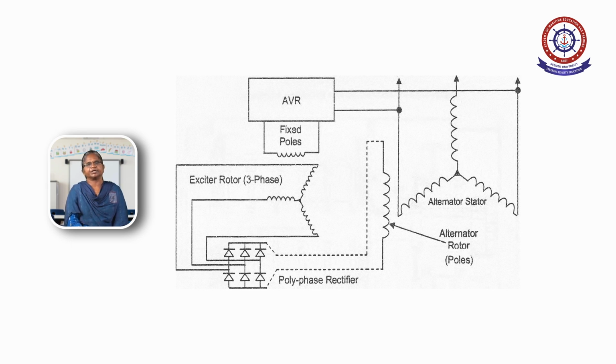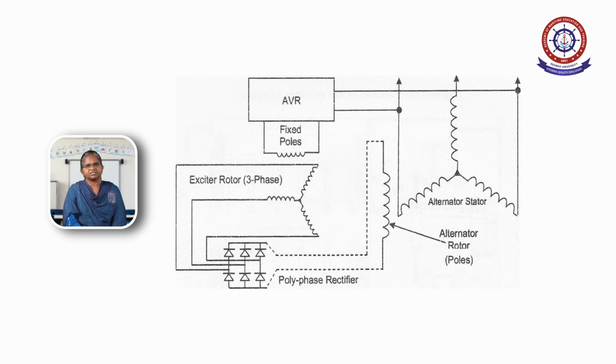That AC supply is connected to the bus bar. That AC supply is regulated with the help of the AVR, and that AVR supplies the field system of the small alternator. That small alternator field system is excited by the AVR.